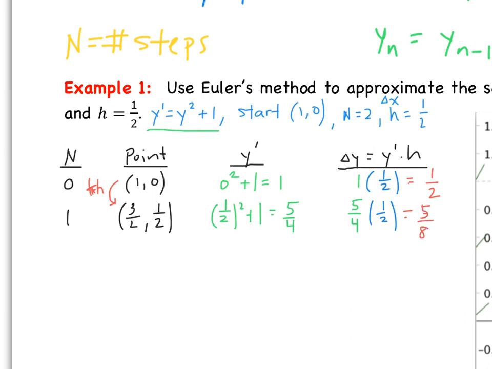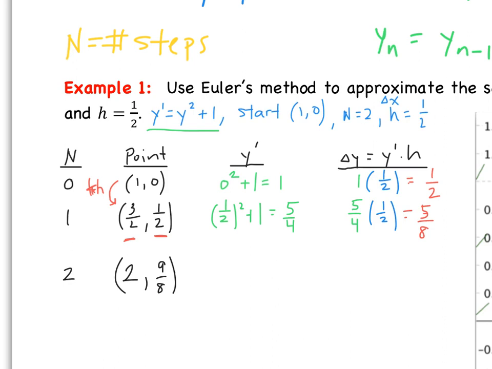Okay, so now we're going to add that 5/8 to the 1/2. We're going to add our h to the 3/2 to get our new point in step 2, which is the final step. So 3/2 plus 1/2 gets us our 2 for x. 1/2 plus 5/8 gets us to 9/8 for our y value.